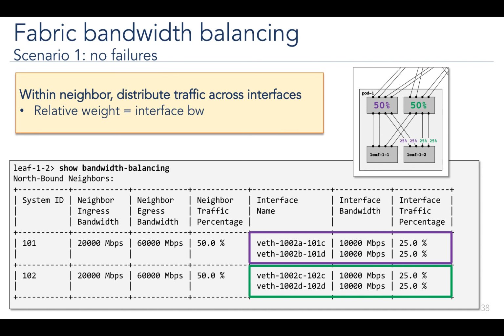In this example, there are actually multiple parallel interfaces to each neighbor. In that case, the traffic is distributed across the interfaces within a neighbor group according to the bandwidth of each individual link. So in this particular example, each interface ends up with 25% of the traffic.